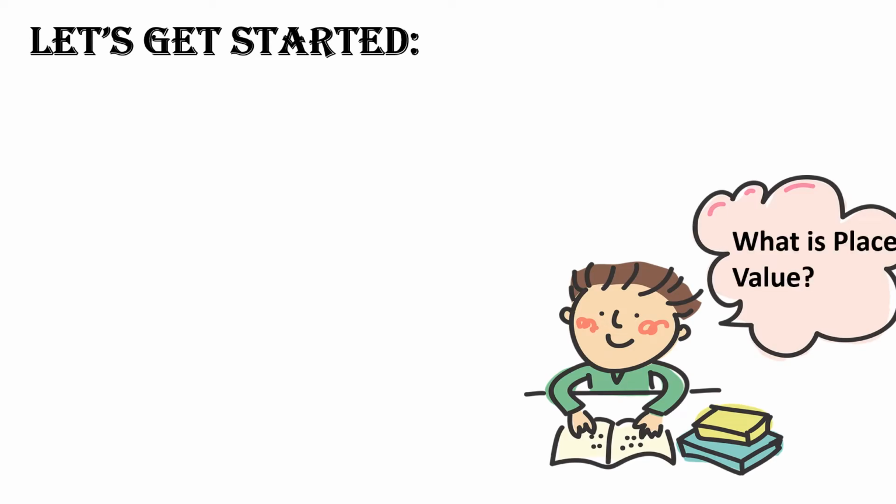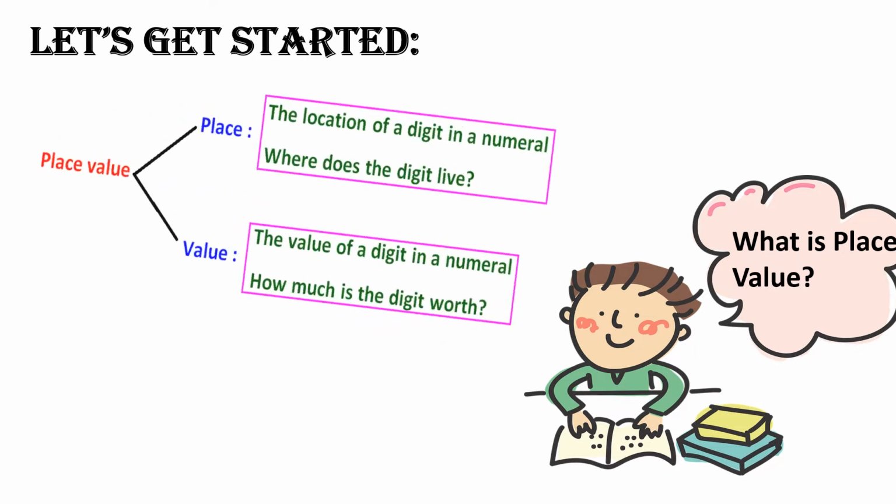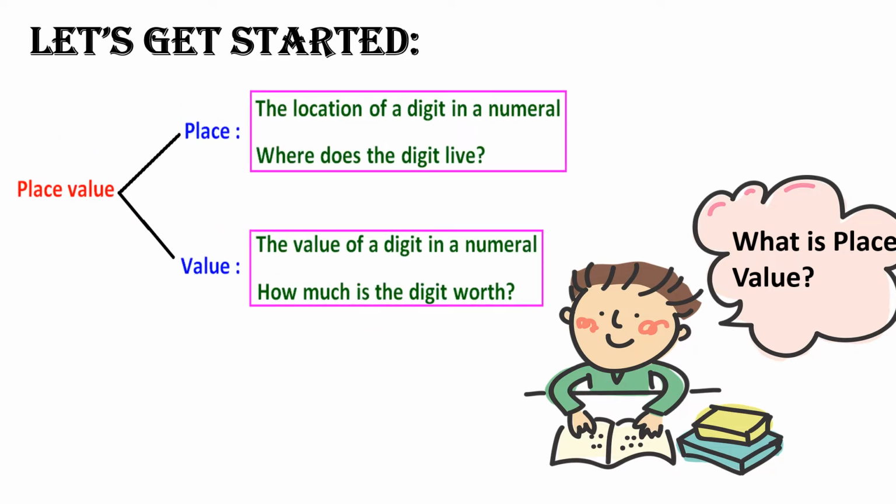What is place value? Place value is the value of digits in different places of a number. Place value is bifurcated in two things, place and value. Place denotes the location of a digit in a numeral. Where does the digit live? And value, the value of a digit in a numeral. How much is the digit worth?